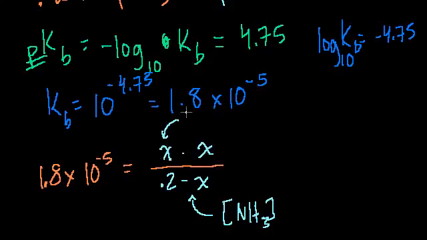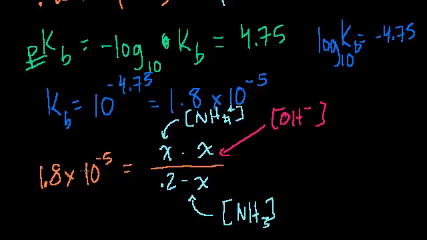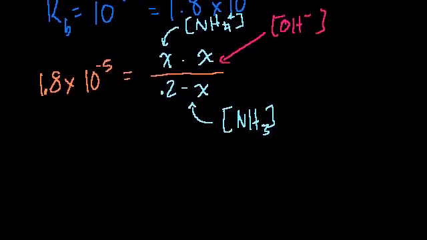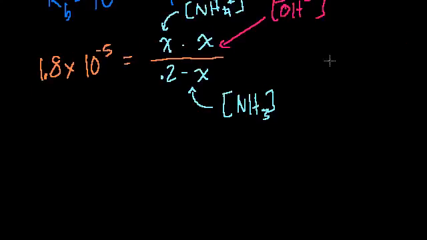This is the concentration of NH4 plus, that's a 4. And then this is the concentration right here of OH minus, right? And we just solve for x. So let's do that. Solve for x. And once we have x, we know the concentration of OH. We'll be able to figure out the pOH, and then we'll be able to figure out the pH.